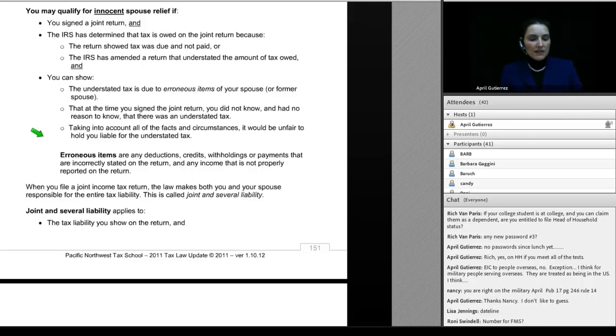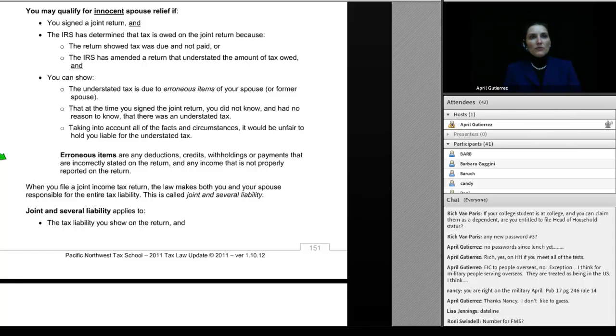So what's an erroneous item? Well, an erroneous item is things like deductions, credits, withholdings, or payments that are incorrectly stated on the return, as well of course as any income that is not properly reported on the return. When you file a joint return, the law makes both you and your spouse responsible for the entire tax liability shown on that return. That is called joint and several liability.